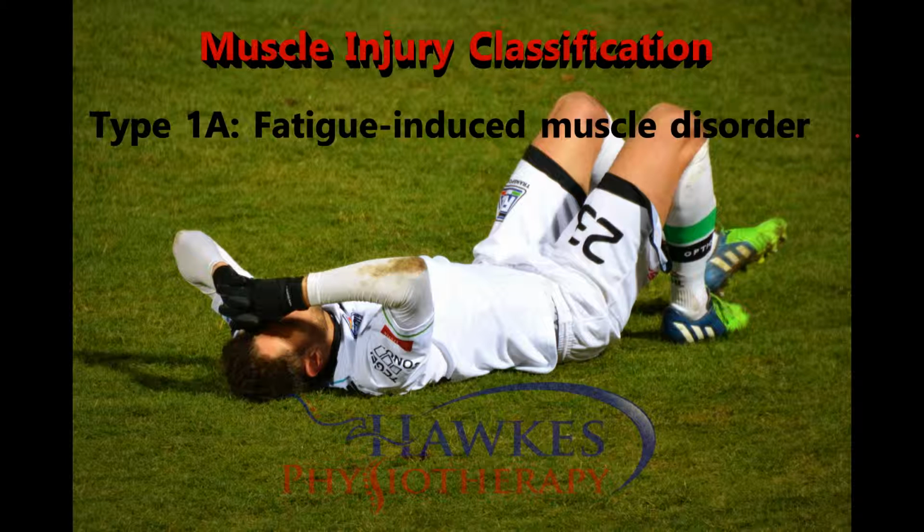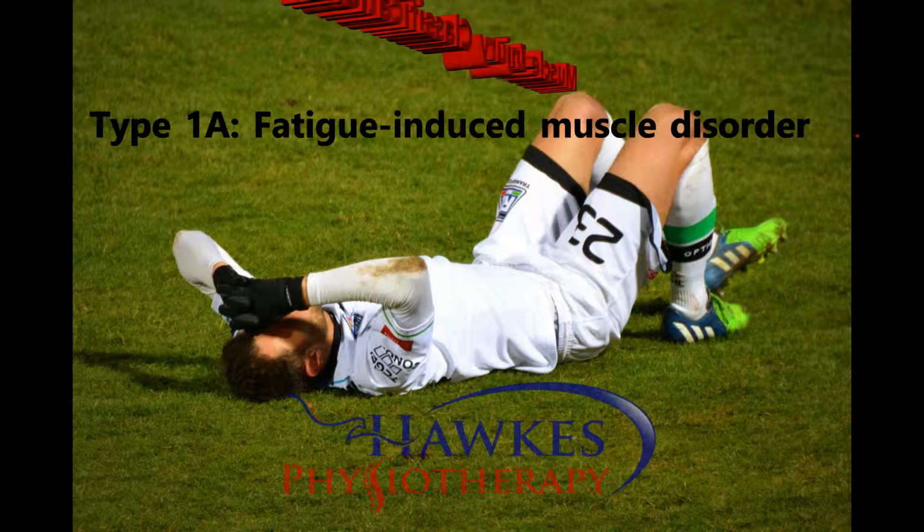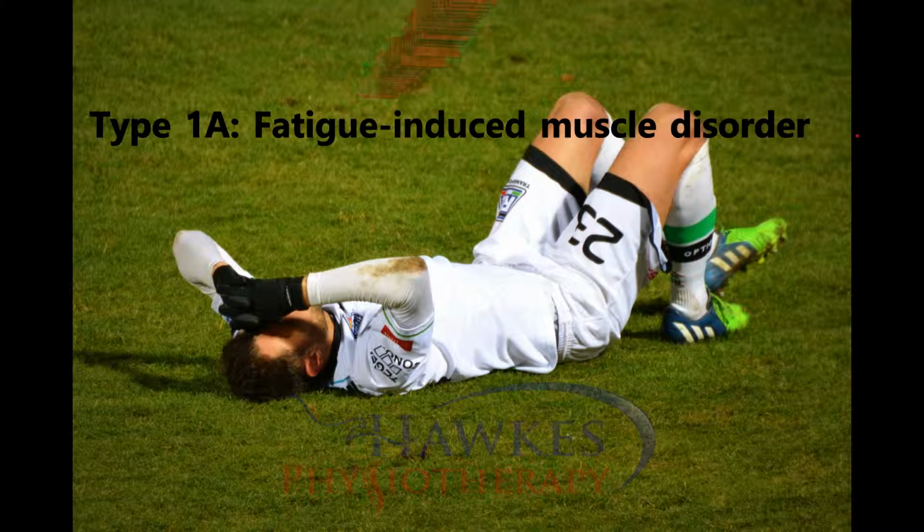Here is the muscle injury classification from Müller-Wohlfahrt et al. 2013. Type 1A, fatigue-induced muscle disorder. Increased muscle tone from overexertion. Symptoms are commonly aching in the entire muscle and increased muscle firmness, as opposed to pain. The athlete will report muscle tightness. Ekstrand et al. 2013 found that footballers with fatigue-induced muscle disorder miss just 8 days of sport on average.